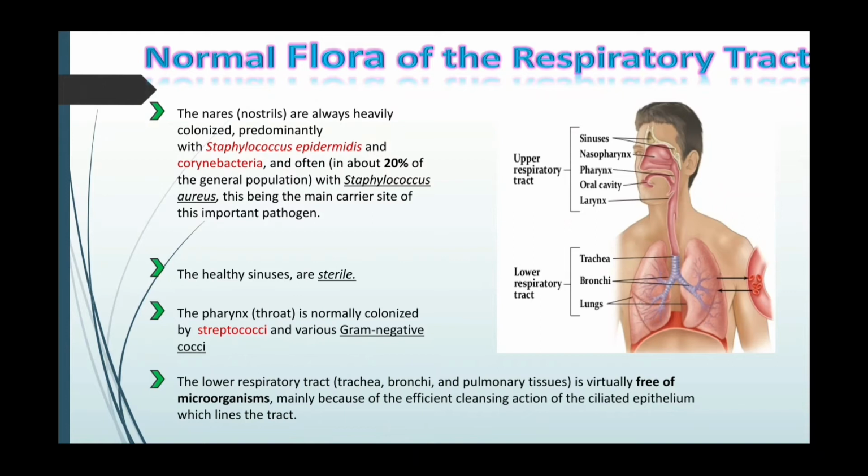Normal flora of the respiratory tract. The nostrils are always heavily colonized, predominantly with Staphylococcus epidermidis and Corynebacteria, and often, in about 20% of the general population, with Staphylococcus aureus, this being the main carrier site of this important pathogen. The throat is normally colonized by streptococci and various gram-negative cocci. The lower respiratory tract, trachea, bronchi, and pulmonary tissue, is virtually free of microorganisms.